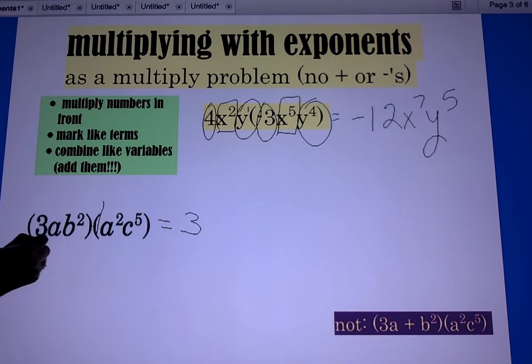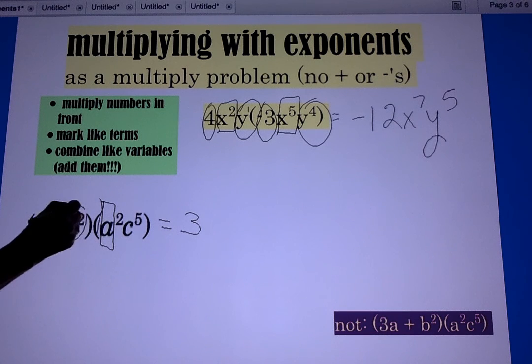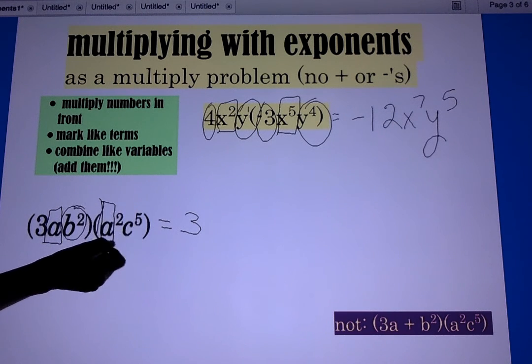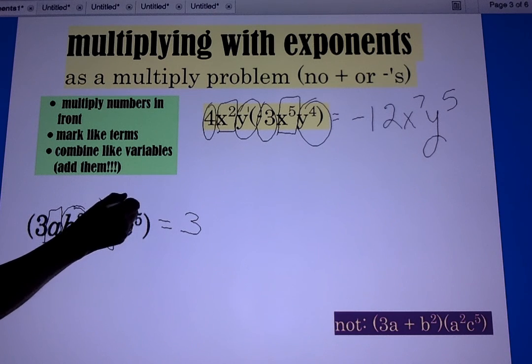Then I'm going to mark the like terms. There's the A's. And then the B's, I'm going to circle. Oh, there's no B's over there. And so what should I do with C? Let's see. I'll try and make it a triangle.